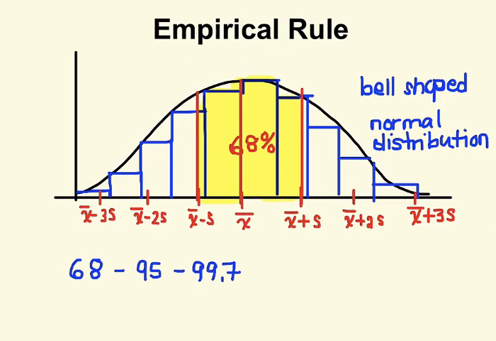Now, if we wanted to know, what about all the data that resides between 2 standard deviations above and 2 standard deviations below? That would be 95% of our data.